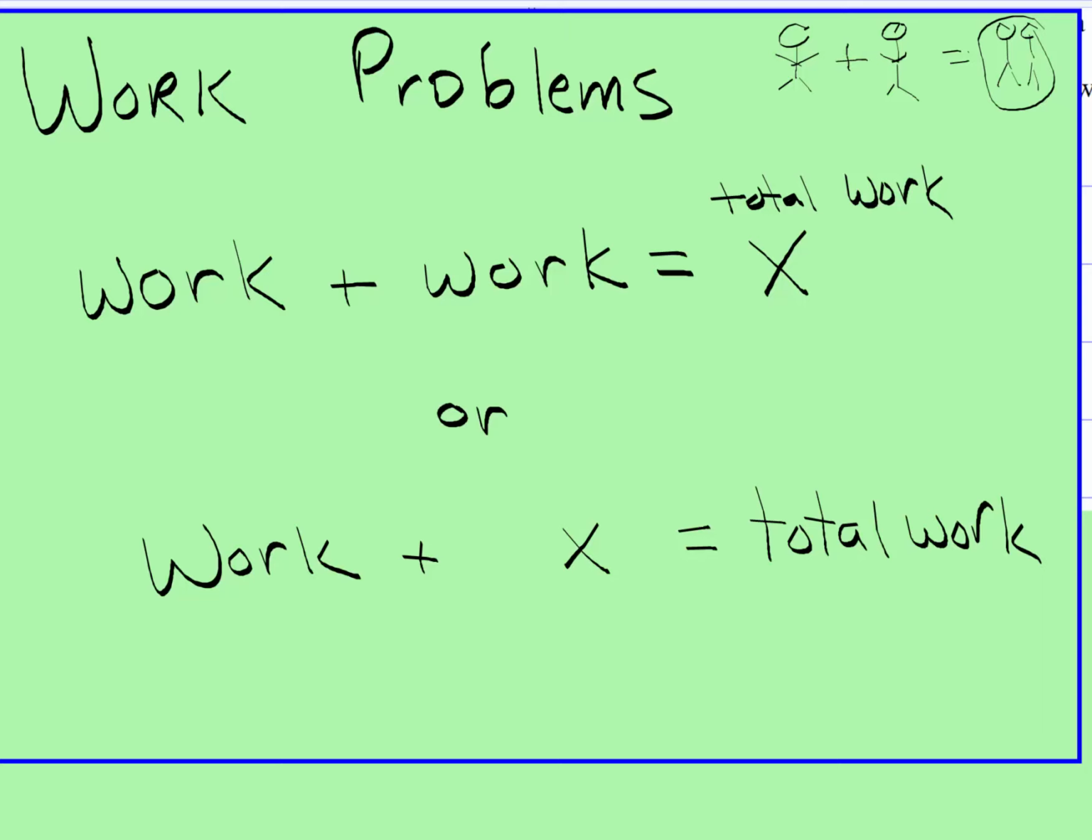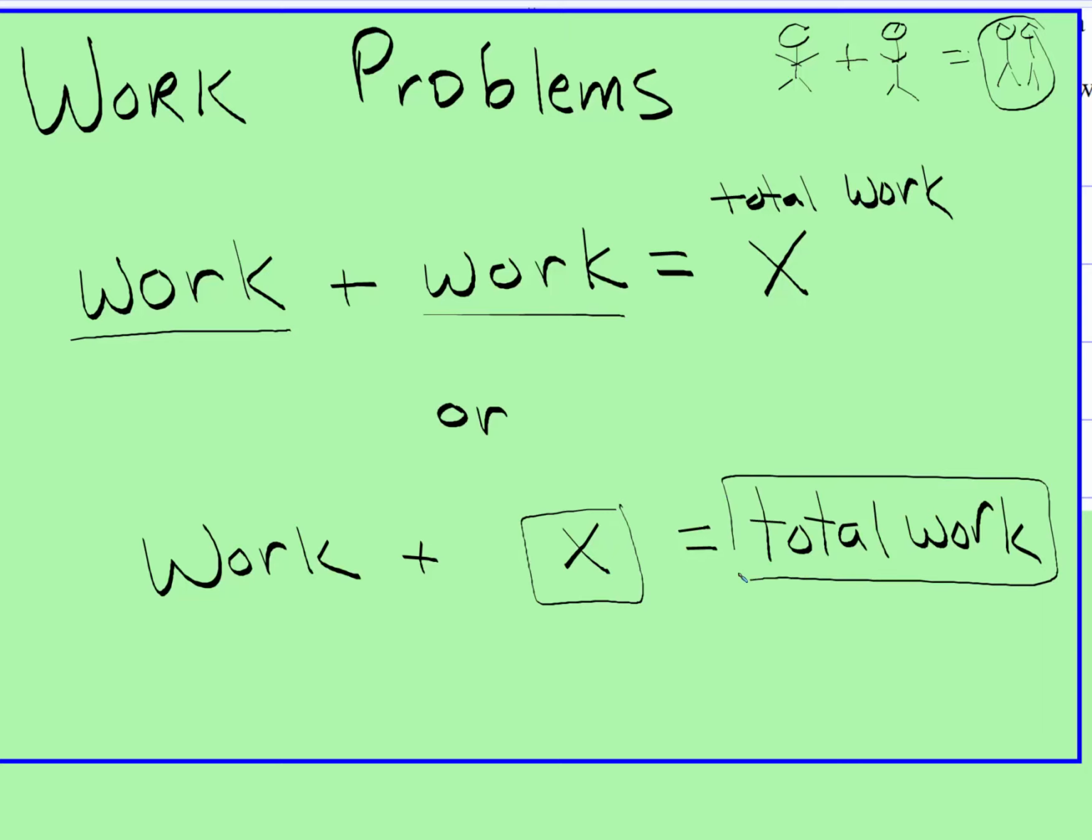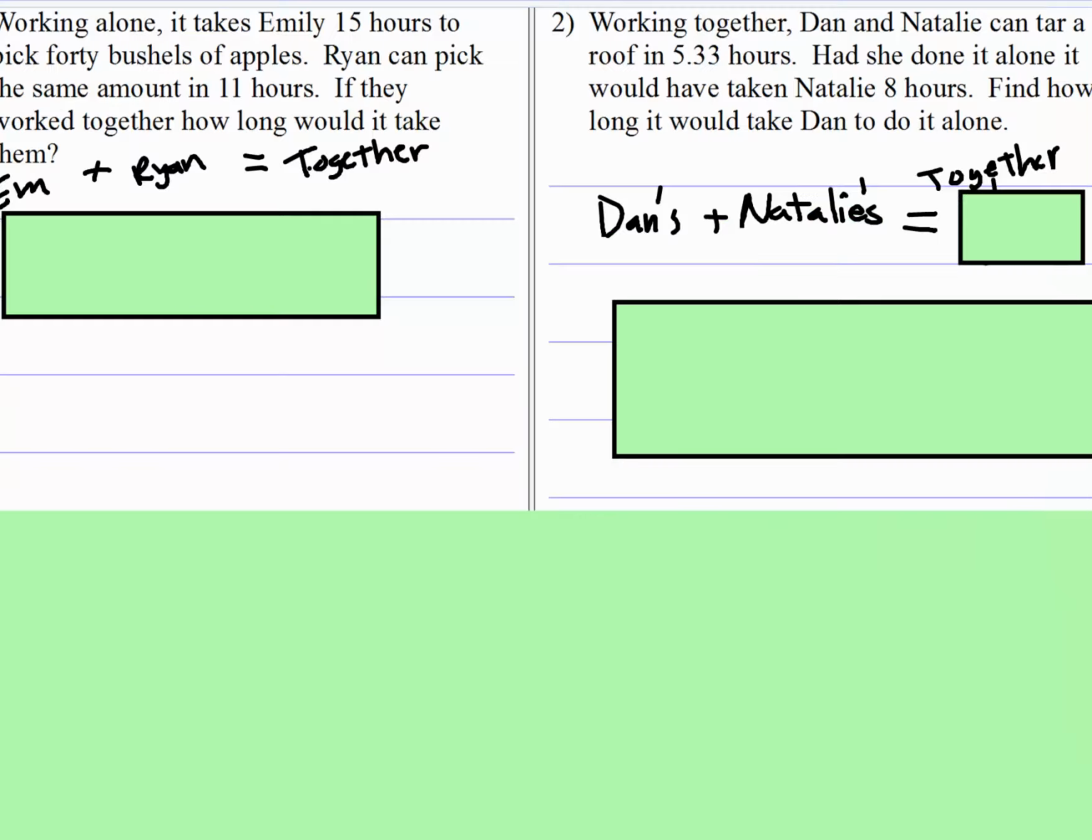So essentially this is the setup. Work plus work equals total work. Or you might be missing something. We don't know how much it takes for this person to do the work, but together we know this much. So it'll be this person plus the missing variable equal, and then you need to solve. So let's go ahead and look at a couple of these.